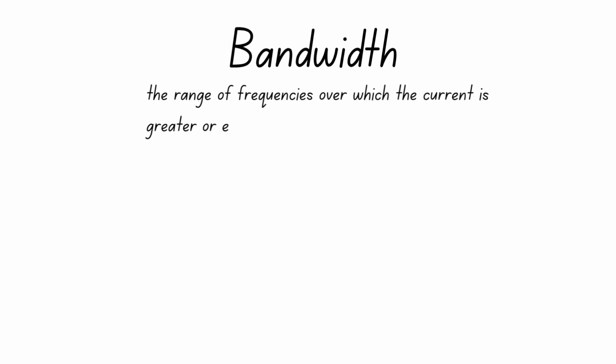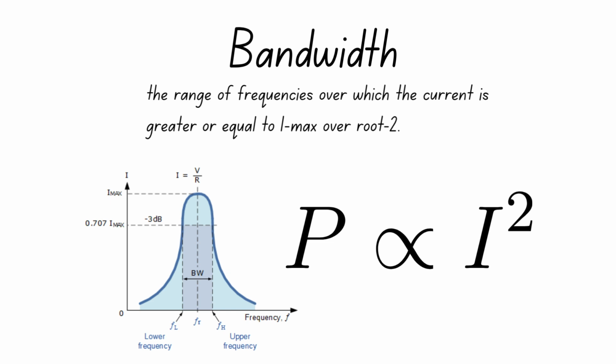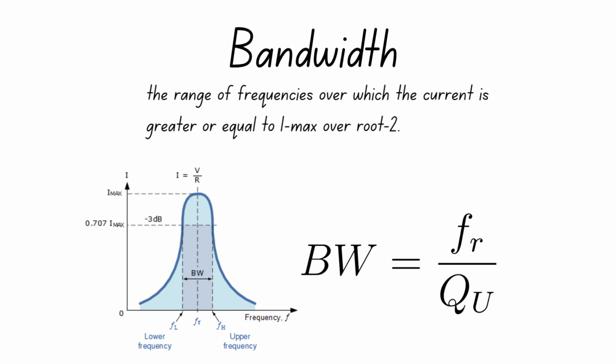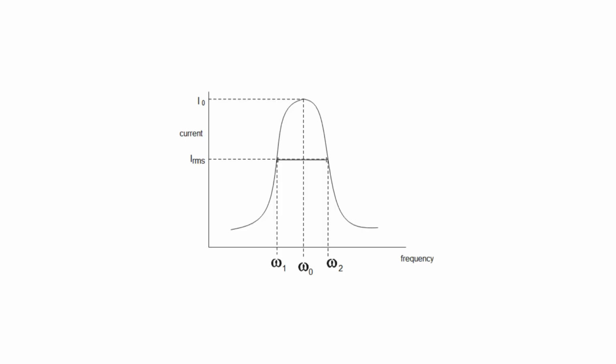An alternative way of expressing the sharpness of a resonance curve is via bandwidth. This is defined as the range of frequencies over which the current is greater or equal to I max over root 2. Since power is proportional to I squared, the endpoints of this spectrum yield half of the power at resonance. By converting this to decibels, we can also call this point the -3 decibel point. Bandwidth is often calculated using this formula. So, a higher bandwidth implies a broader resonance curve and vice versa.